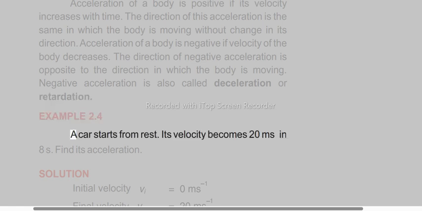Example 2.4. A car starts from rest. Its velocity becomes 20 m/s in 8 s. Find its acceleration. Solution: Initial velocity, final velocity, change in velocity, time taken.